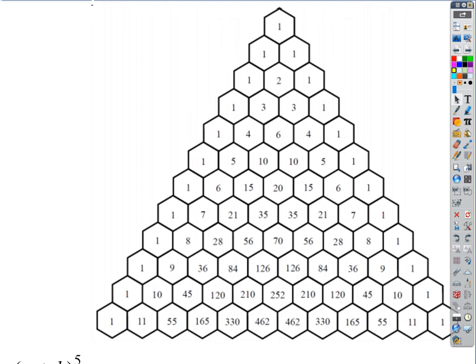Instead of about trying to figure out the pattern.